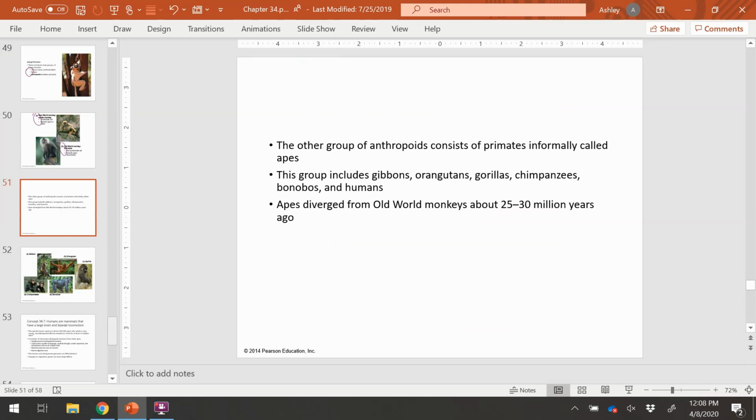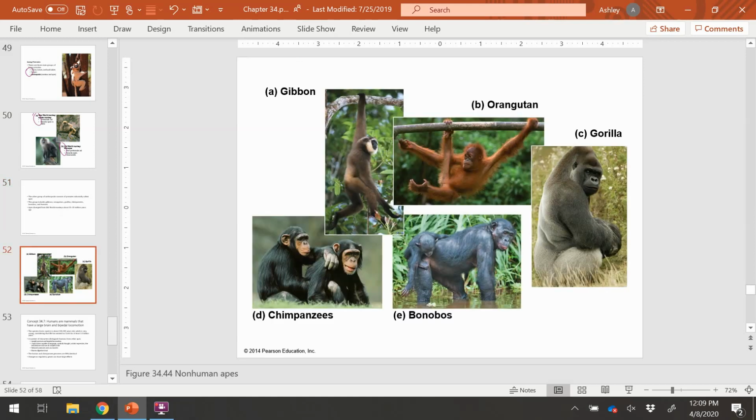And so looking at the other subgroup of the anthropoids, so monkeys and apes, will be apes. This group includes a lot of species, but there are some highlighted species that we'll see here that include gibbons, orangutans, gorillas, chimpanzees, bonobos, and humans. And so this diverged about 25 to 30 million years ago.